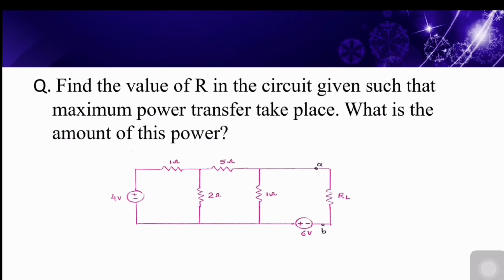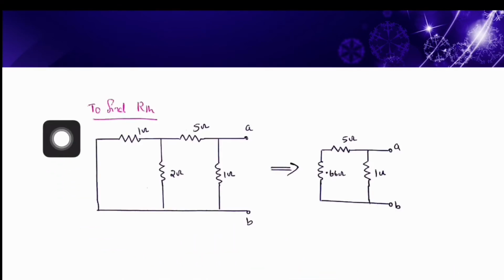It can be obtained by setting all independent sources present in the network to 0 and then calculating the internal resistance of the source network looking from the open circuited load terminals. Here we have two independent voltage sources, this 6 volt source and this 4 volt source. After short circuiting these sources, we get a circuit like this. AB are the open circuited load terminals.